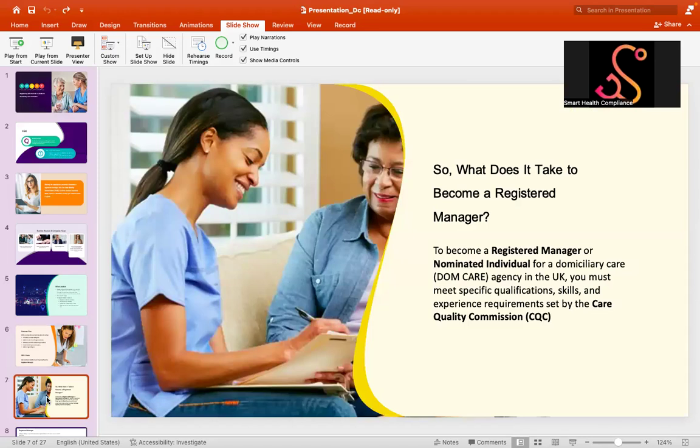So, what does it take to become a registered manager? We discussed already that it can be yourself or it can be somebody that you bring on board to take on the registered manager aspect of your registration.